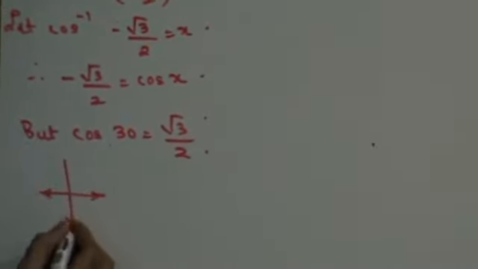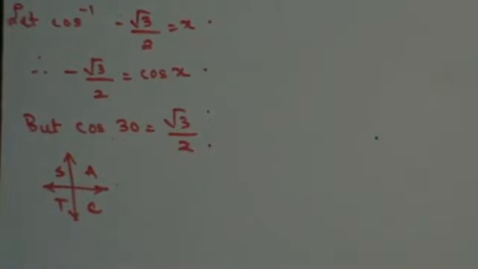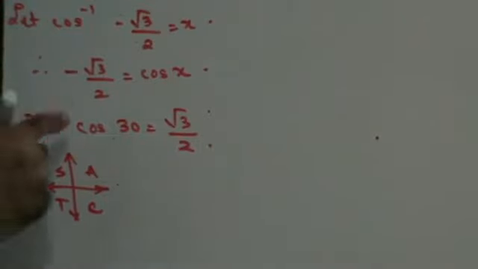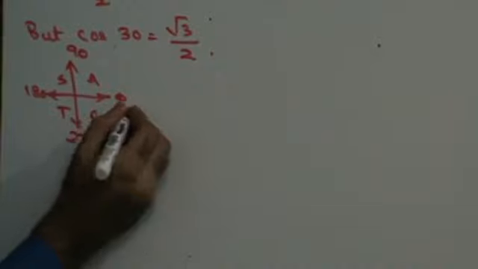Now if you remember your coordinate system, all silver teacups, allied angles. Cos ratio is negative in the second quadrant and third quadrant. I want a negative answer. Cos ratio is negative in the second and the third quadrant. Reading anti-clockwise, this is 0, 90, 180, 270, 360. If I want a negative answer, that means either it should be in the second quadrant or third quadrant.